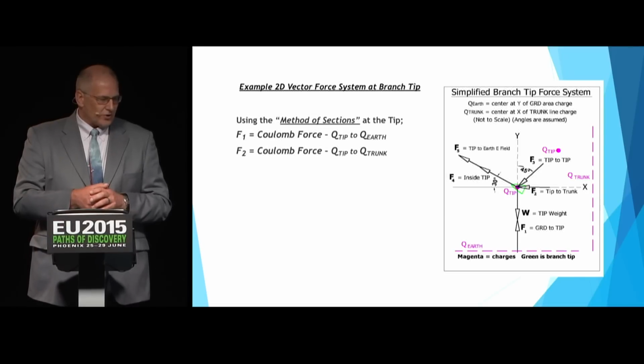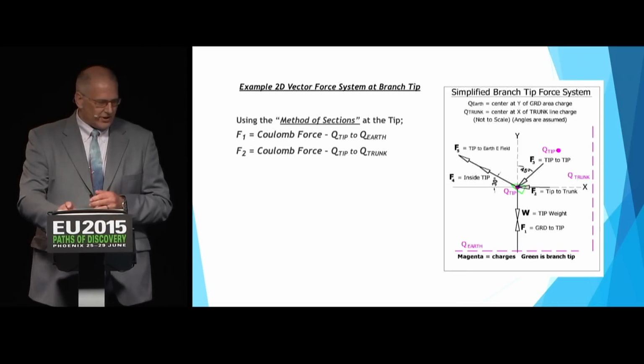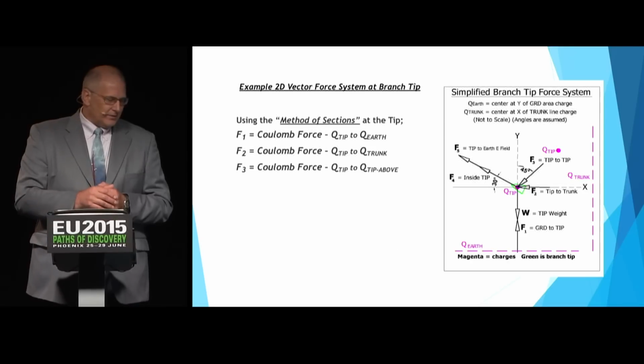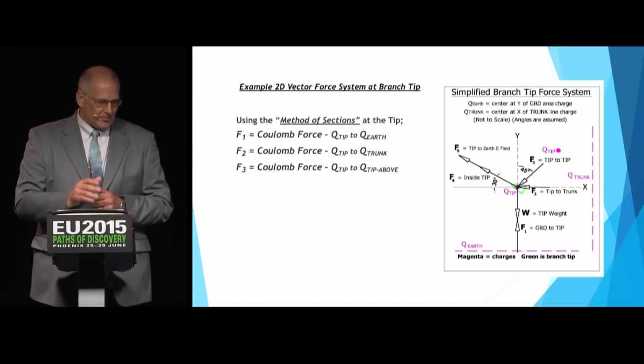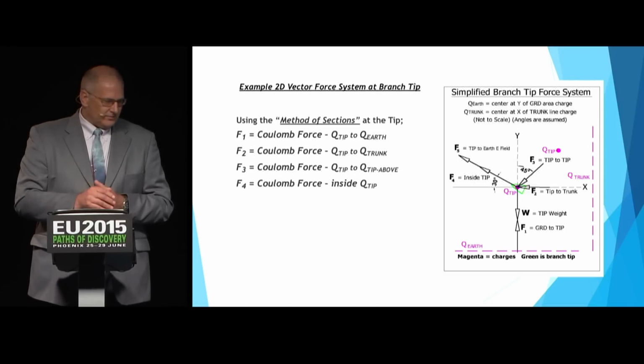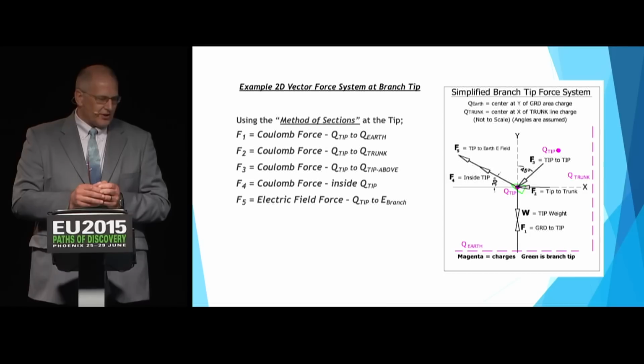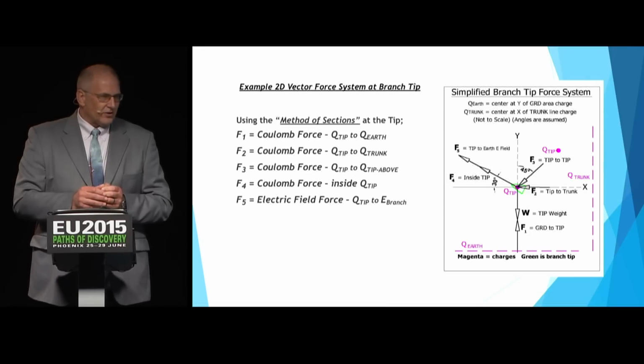F2 is the Coulomb force, which is the charge in the tip between the charge in the trunk, and I assumed the charge in the tree trunk was 100 times the charge in the tip. F3 is the Coulomb force between the charge in the tip and the branch above. F4 is the Coulomb force inside the tip. And F5 is the electric field force between the charge in the tip and the electric field around the branch.